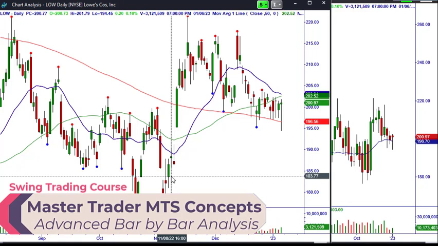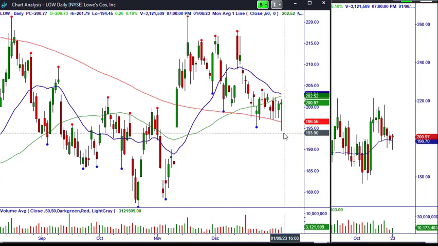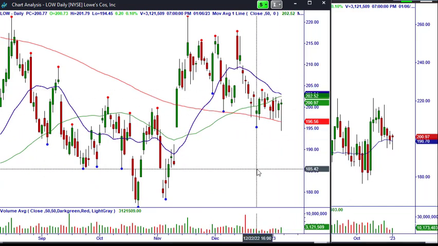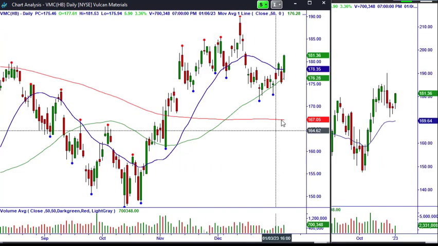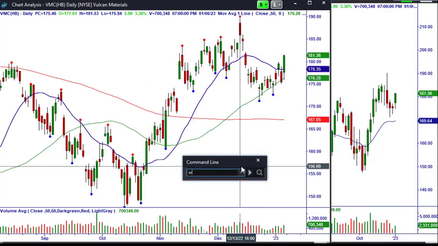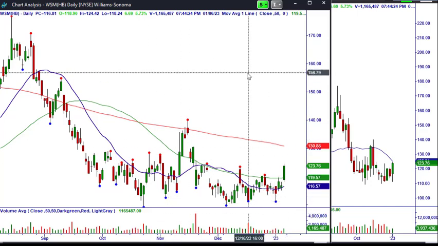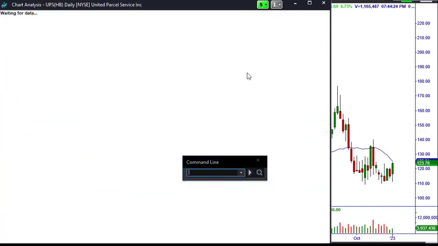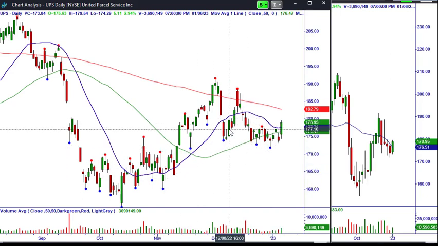This one over Wednesday's high, LOW. Then we'd sell a put spread under Friday's low. VMC, wide range breakout. You see that I can show you hundreds of these. WSM, breakout, multi-month bottoming pattern. UPS breakout. So again, look at this.